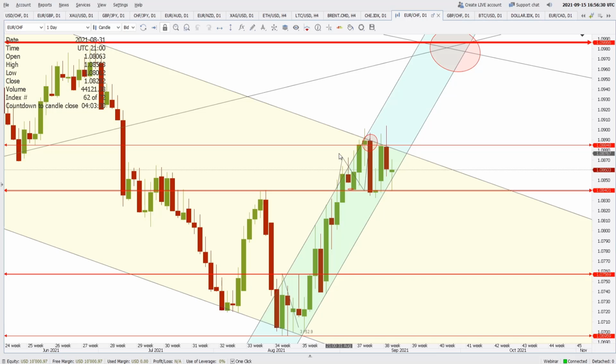Talking about the EURCHF, it is trading between the 1.0884 and 1.0840 region. These are the levels that we have drawn on our chart as the support and resistance. Till the time the price is trading between these two levels, we cannot be sure where the price is going to go. We need a breakout in either direction, to the upside or to the downside, to be sure where the future price action will take us. So right now the support is at 1.0840, resistance is at 1.0884.